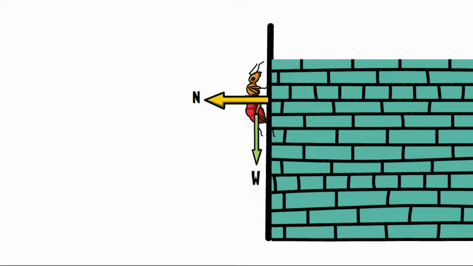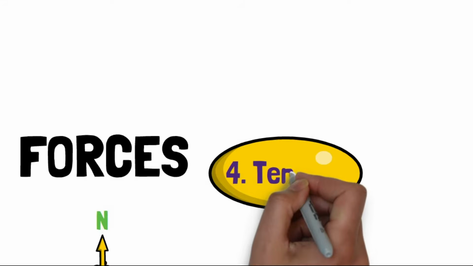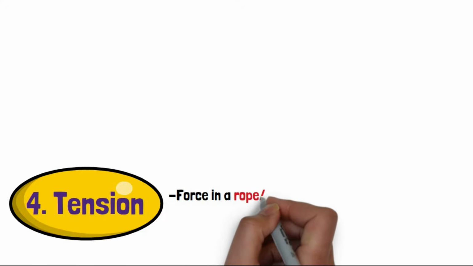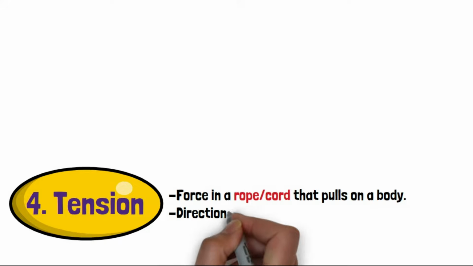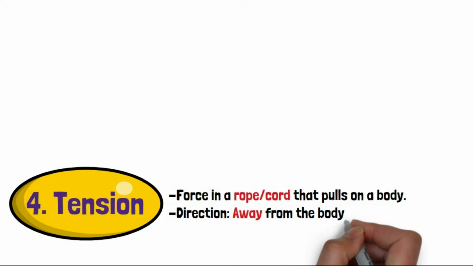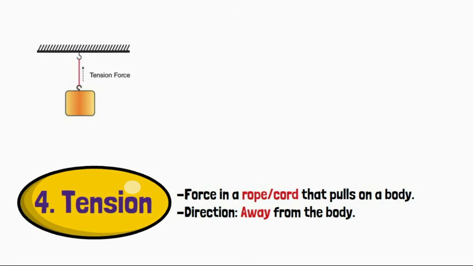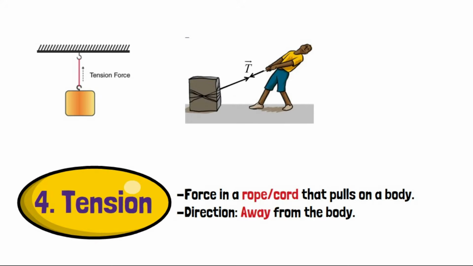Force yang seterusnya pula adalah tension, where tension is a force in a rope or cord that pulls on a body. And the direction of tension in free body diagram mesti lukis away from the body ataupun away from the object. Jadi contoh yang kita ada di sini, contoh seperti objek ini, we have hanging object, or we try to pull an object with a string, so akan ada tension juga.